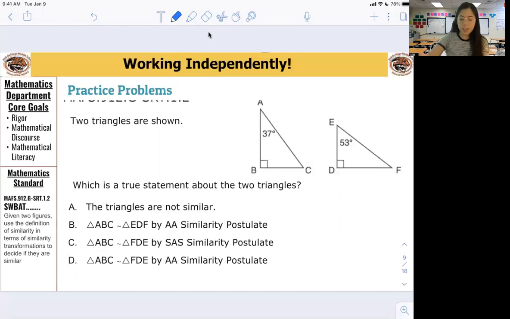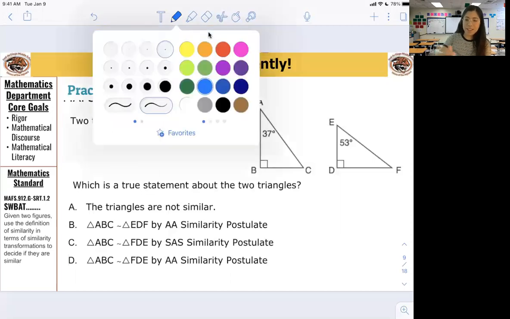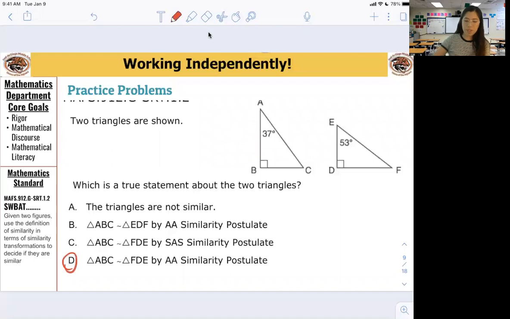Thanks to Jalen and Perla. And in fact, that is true. So let's talk about it. First of all, how do I know that they are similar? How do I know A is out? Because they both have a 90-degree angle. They both have a 90-degree angle. Is that enough though? No. What else do I know?